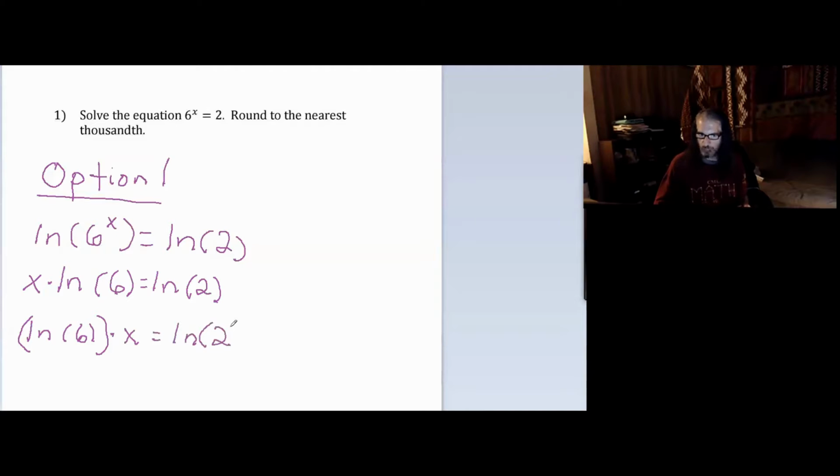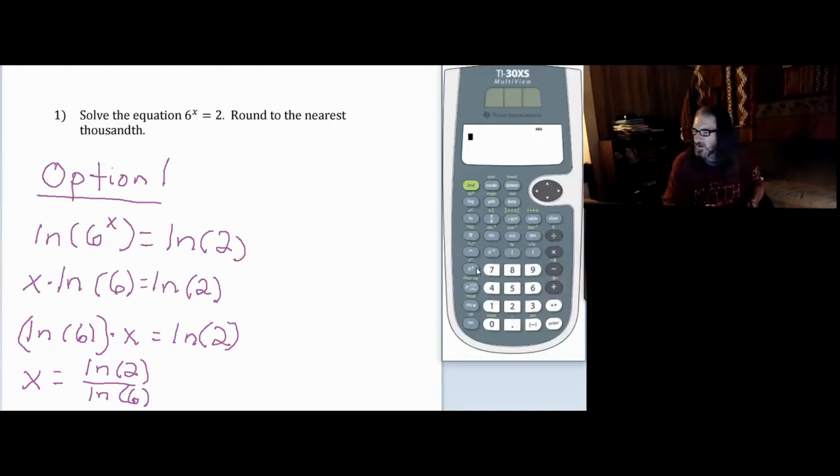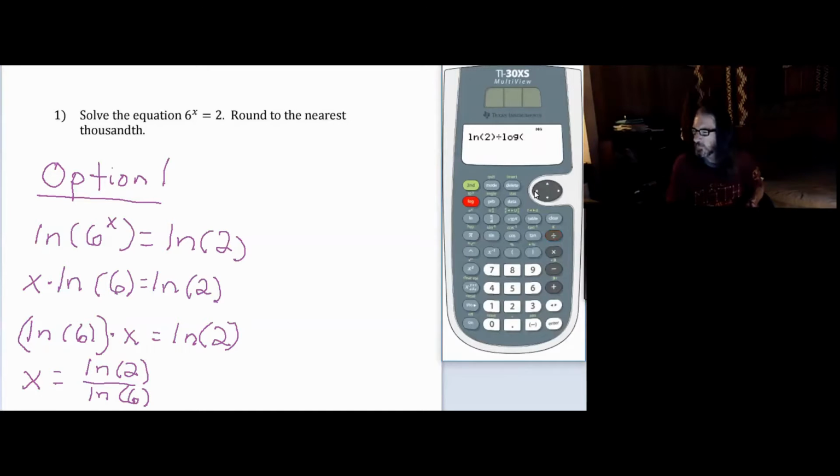Whether you rewrite it the way I did or not, the point is, to get x alone, we're going to have to divide both sides by the natural log of 6. And let's put that into the calculator, find out what we get when we round to the thousandths place. So natural log of 2 divided by the natural log of 6. Natural log, got to keep it consistent. It can be base 10 top and bottom, or natural log top and bottom. It's got to be the same.